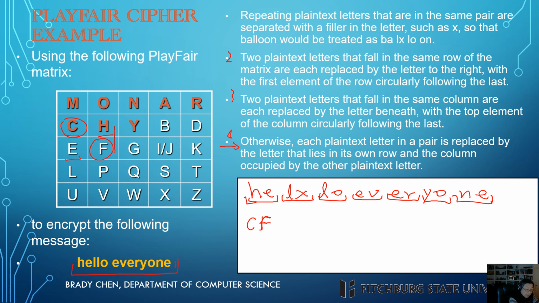Let's take a look at the second pair, L and X. L is here, X is here. You can think of L and X as creating a matrix, where L and X occupy two corners, and the ciphertext is going to be on the other two corners. So the first is the row X, and then U. And then we have LO, so then we have a P, because L is here, O is here. So we can replace L with P and O with M.